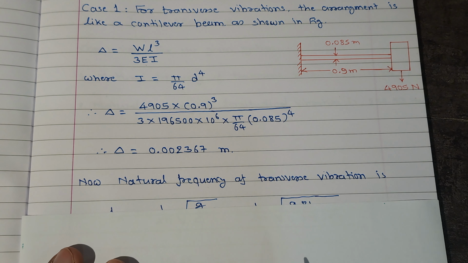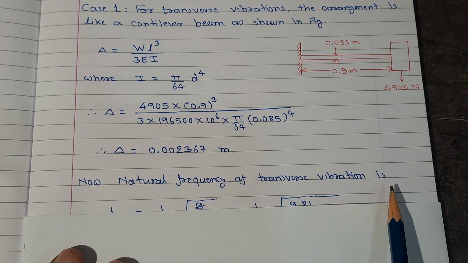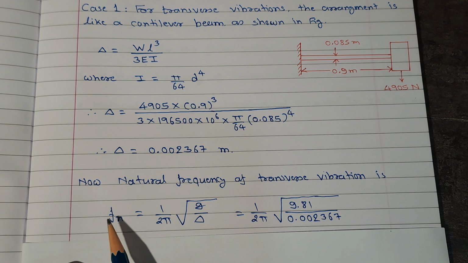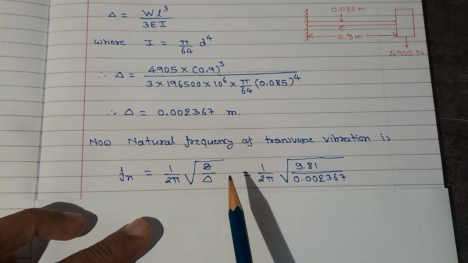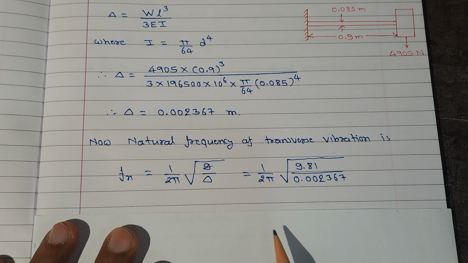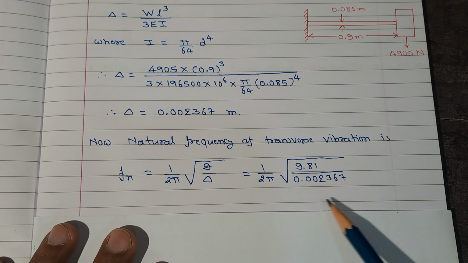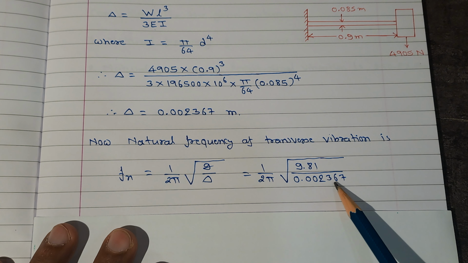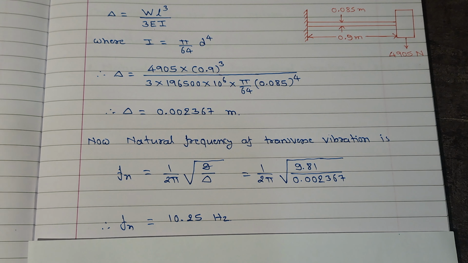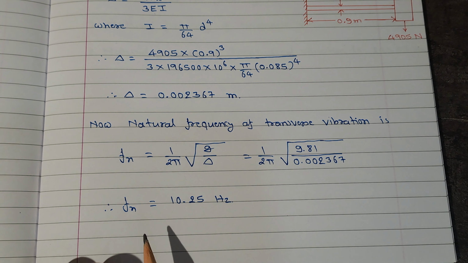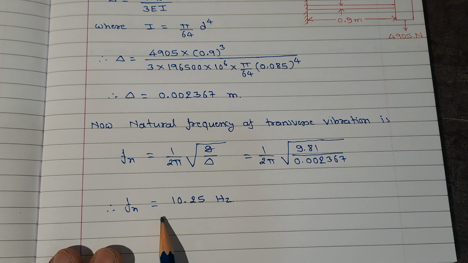Now we know that the natural frequency of transverse vibration is given by Fn is equal to 1 upon 2pi under root g upon delta. G is gravitational acceleration and delta we have calculated. So substituting this value, we get 1 upon 2pi under root 9.81 divided by 0.002367, and hence on calculation the natural frequency of the given system is 10.25 Hertz.